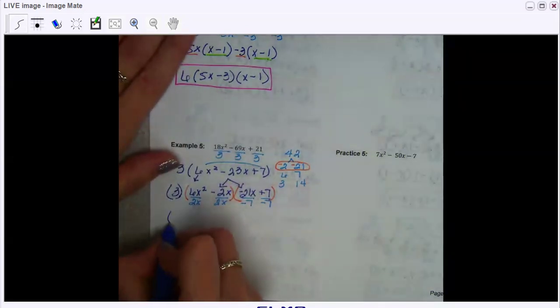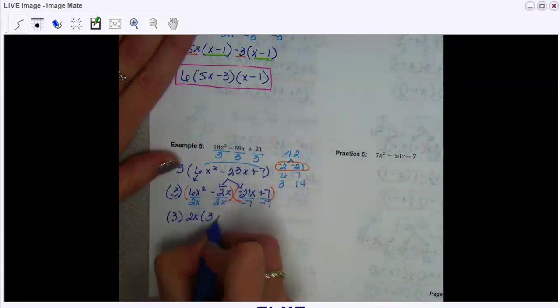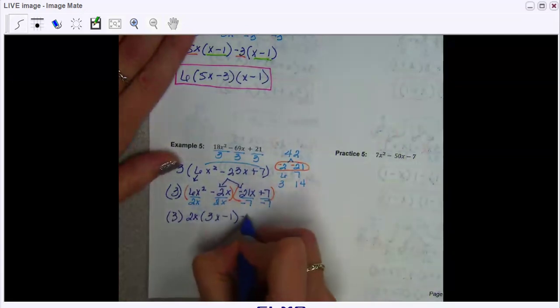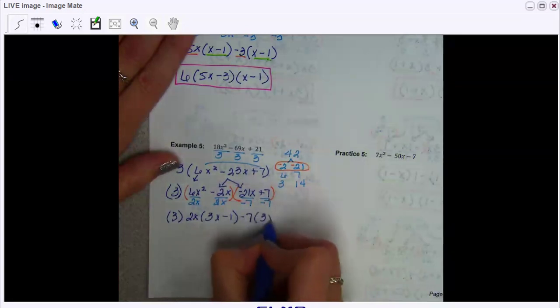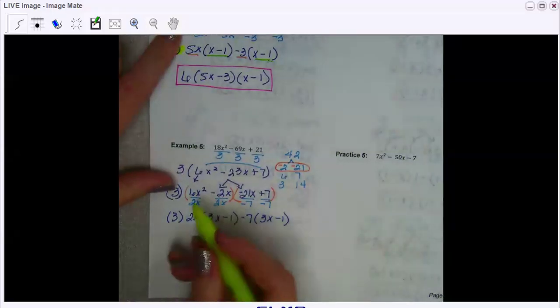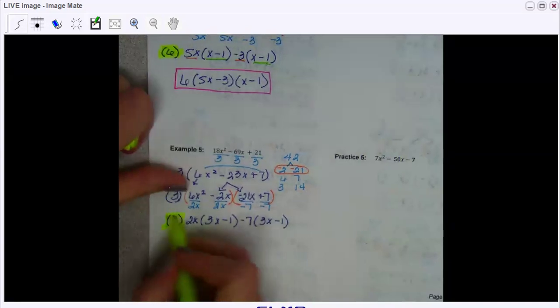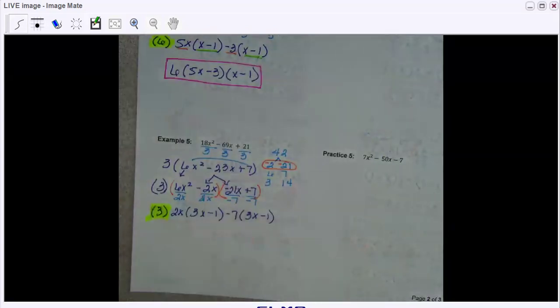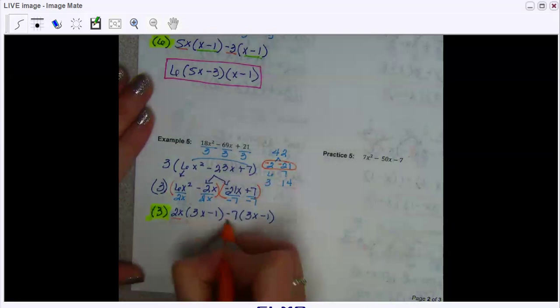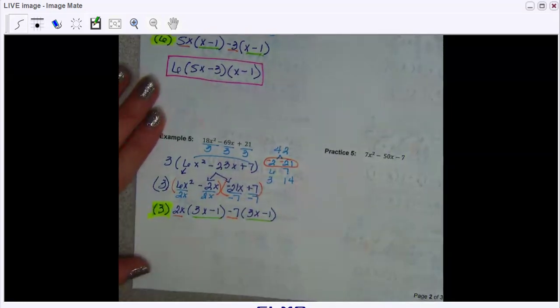So keeping this 3 with me, I have 2x times 3x minus 1. I have a -7 times 3x minus 1. So we don't want to forget our GCF right here. And we have 2x and -7 that go together. And we have a 3x minus 1 that goes together.